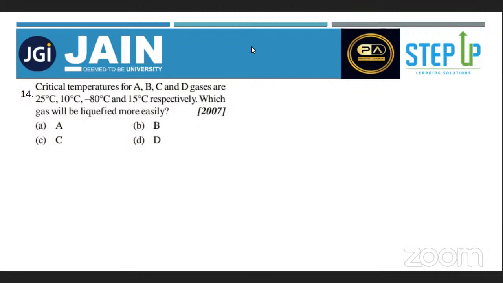You can write the formula also if you want, how this is related. The formula for critical temperature is what? 8a upon 27Rb, where a is the constant which decides the liquefaction of a gas. So you can see that the critical temperature is directly proportional to a. So whose critical temperature will be high, that will get liquefied easily. So option A. Good. Next.